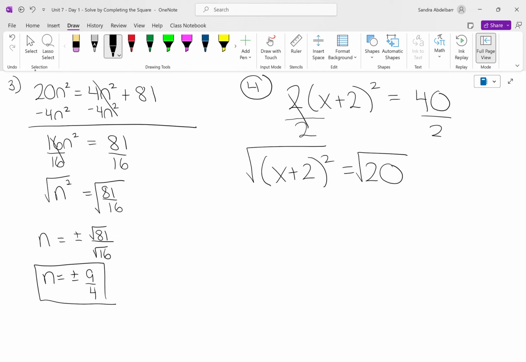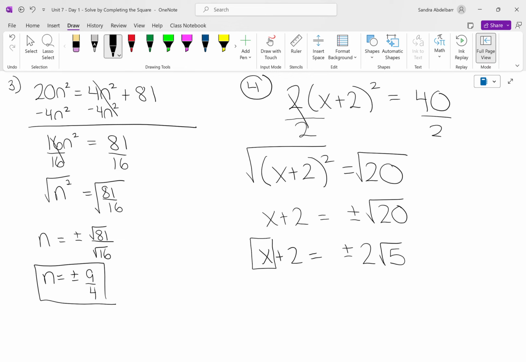To undo a square, we are going to take the square root. So now the square root and the square cancel, so now we have the quantity of x plus 2 is equal to plus or minus the root of 20. Can we simplify the root of 20? Yeah. What is that? You got it. So x plus 2 equals plus or minus 2 root 5.